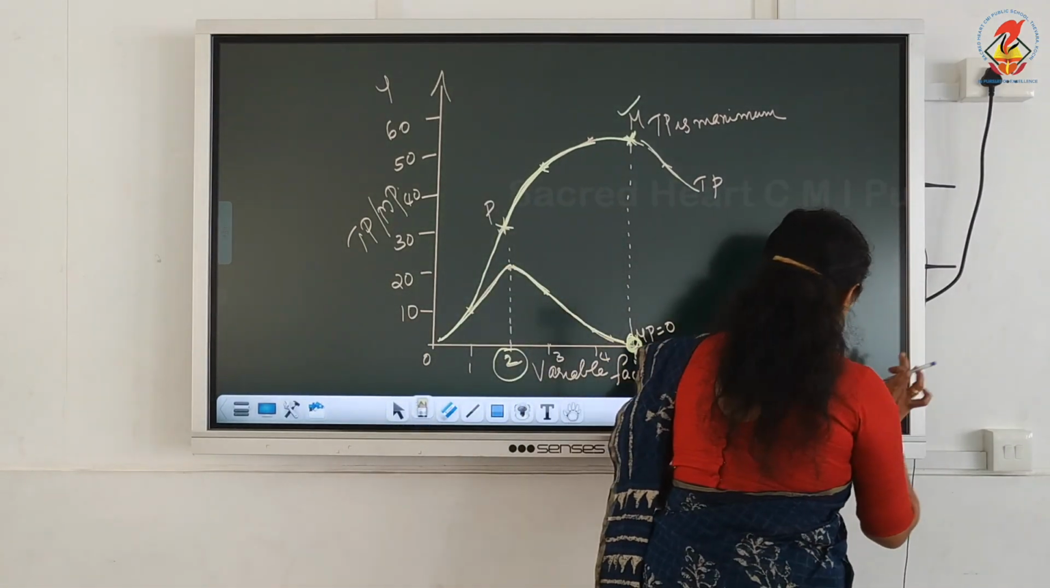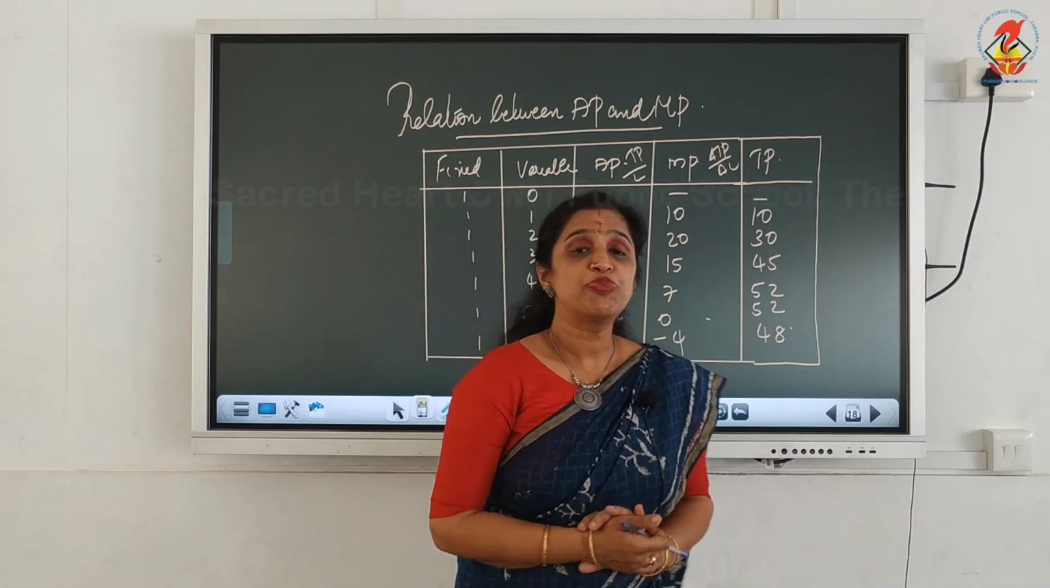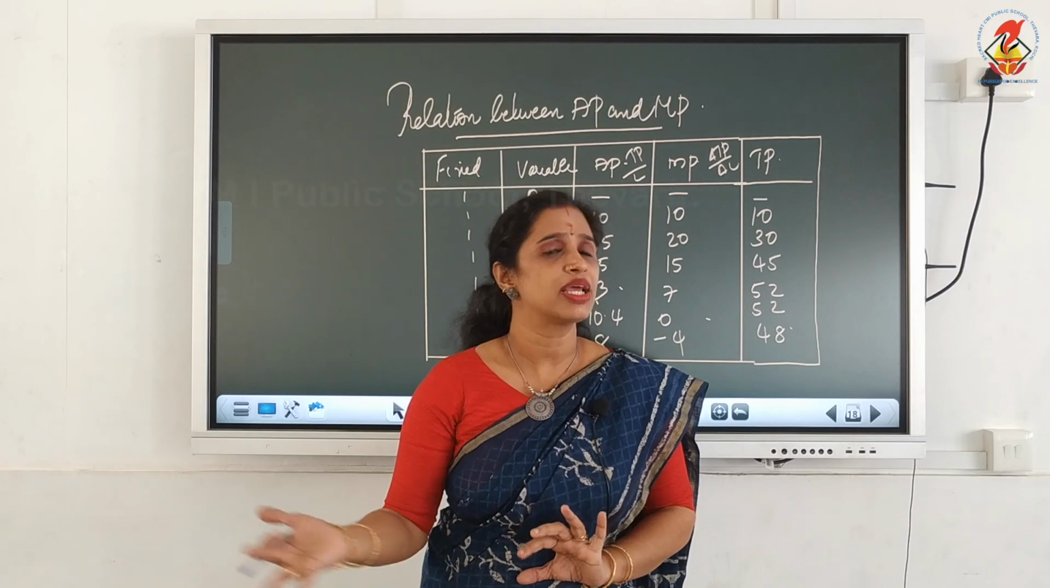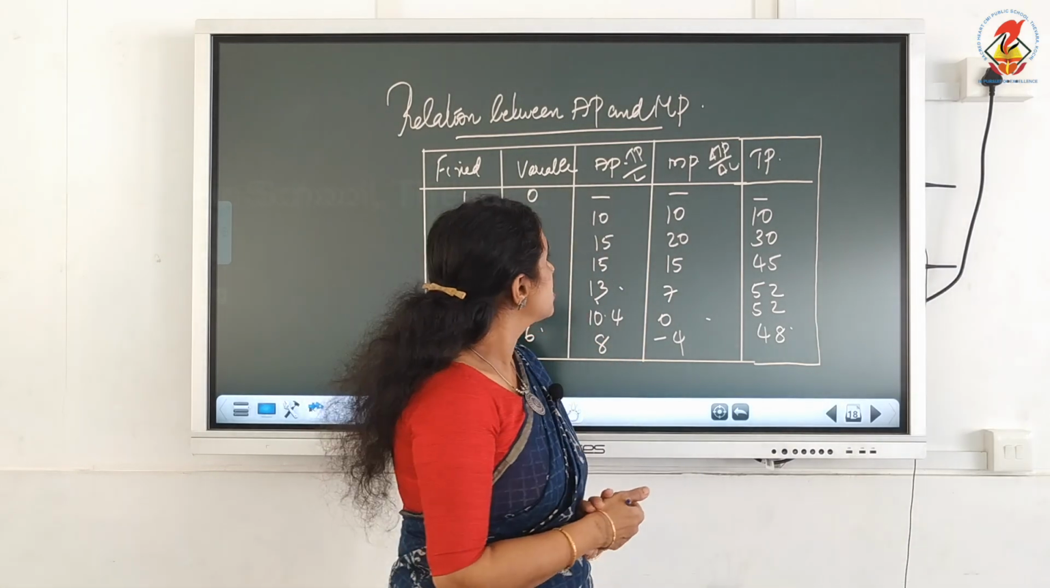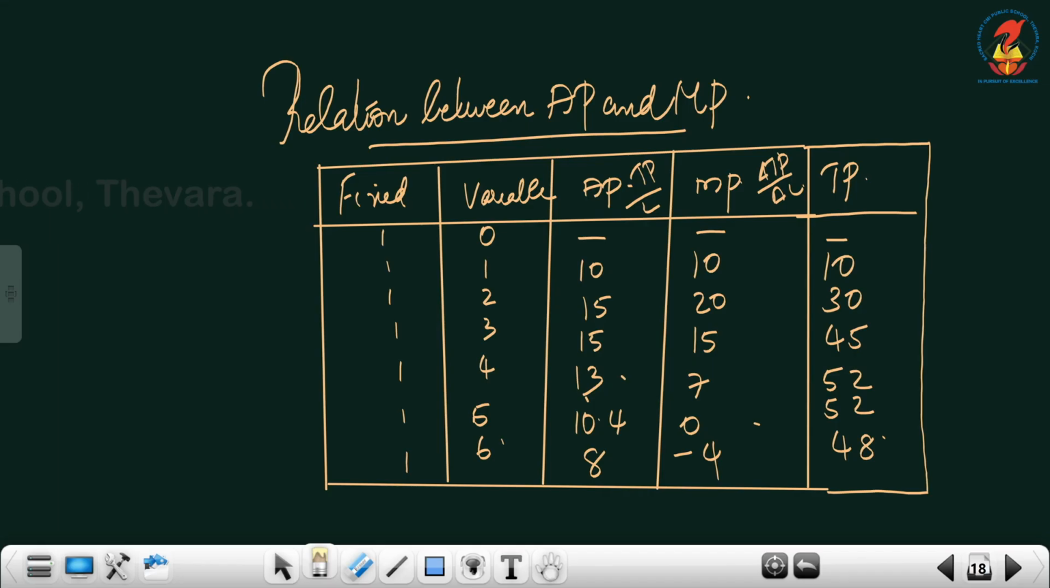Now we will move on to the relation between average product and marginal product, or it can be termed as average productivity and marginal productivity. Now what is the relationship? Let us see the table. Here I have used the same values. Fixed factors, land or machine, you can use. Then variable factors, labor. Then AP is TP by L. The value of TP I have given here, and MP is delta TP by delta L.